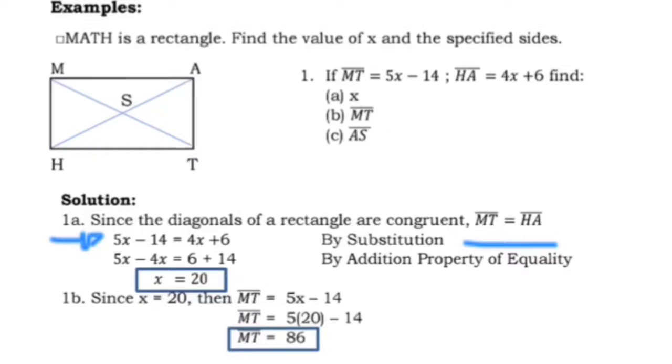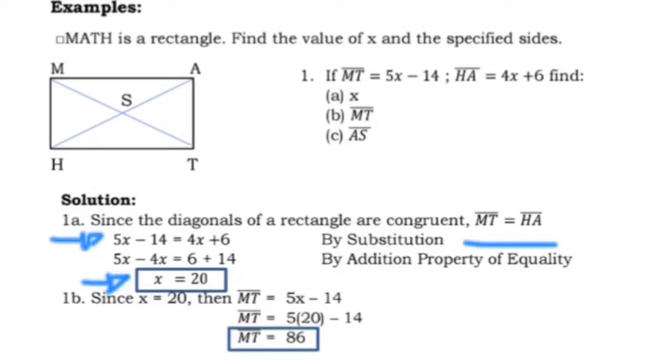So we're going to have 5x minus 4x. Then transpose negative 14 to the right side, it will become positive 14. So 6 plus 14. 5x minus 4x is equal to x. And 6 plus 14 is equal to 20. So x here is equal to 20.